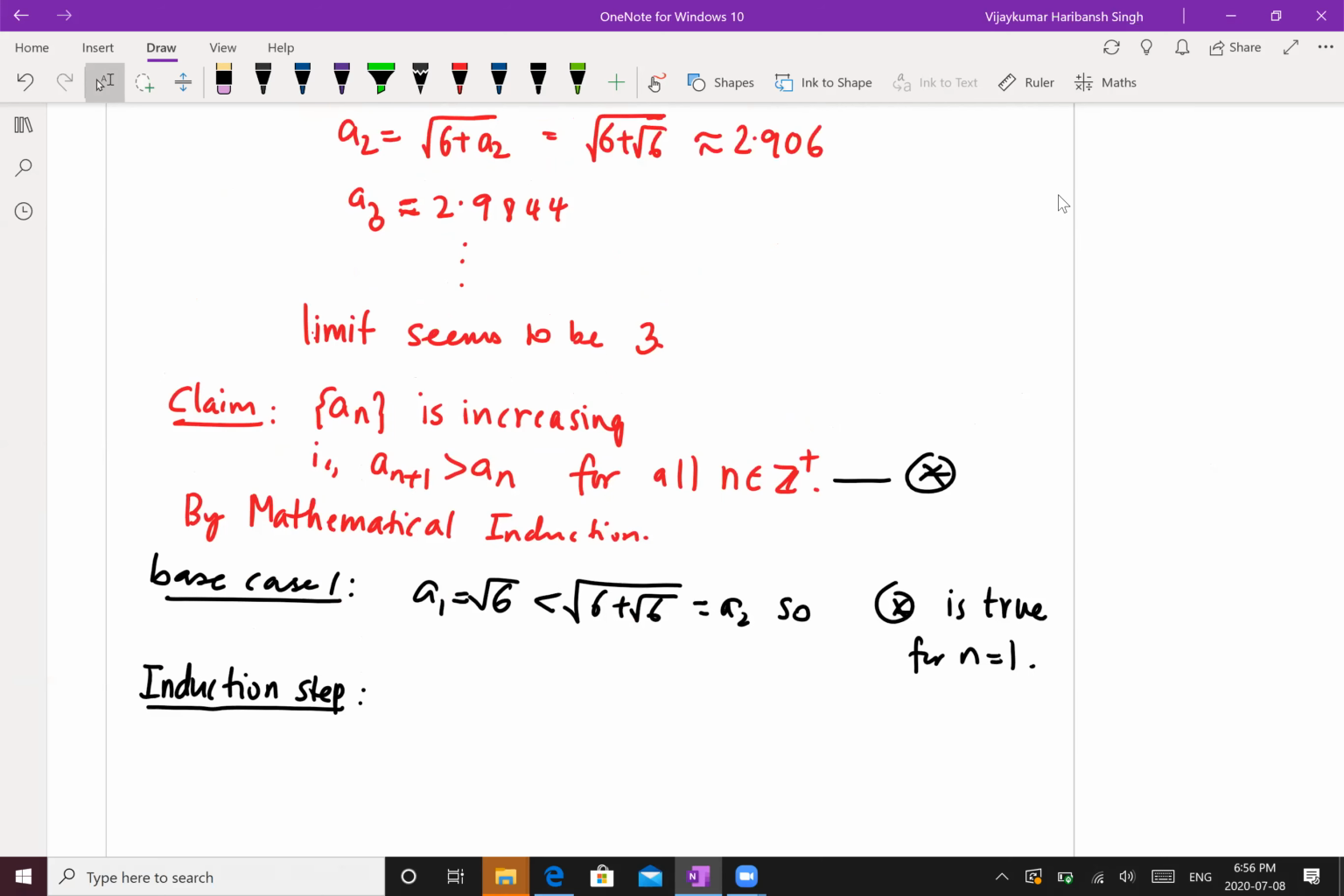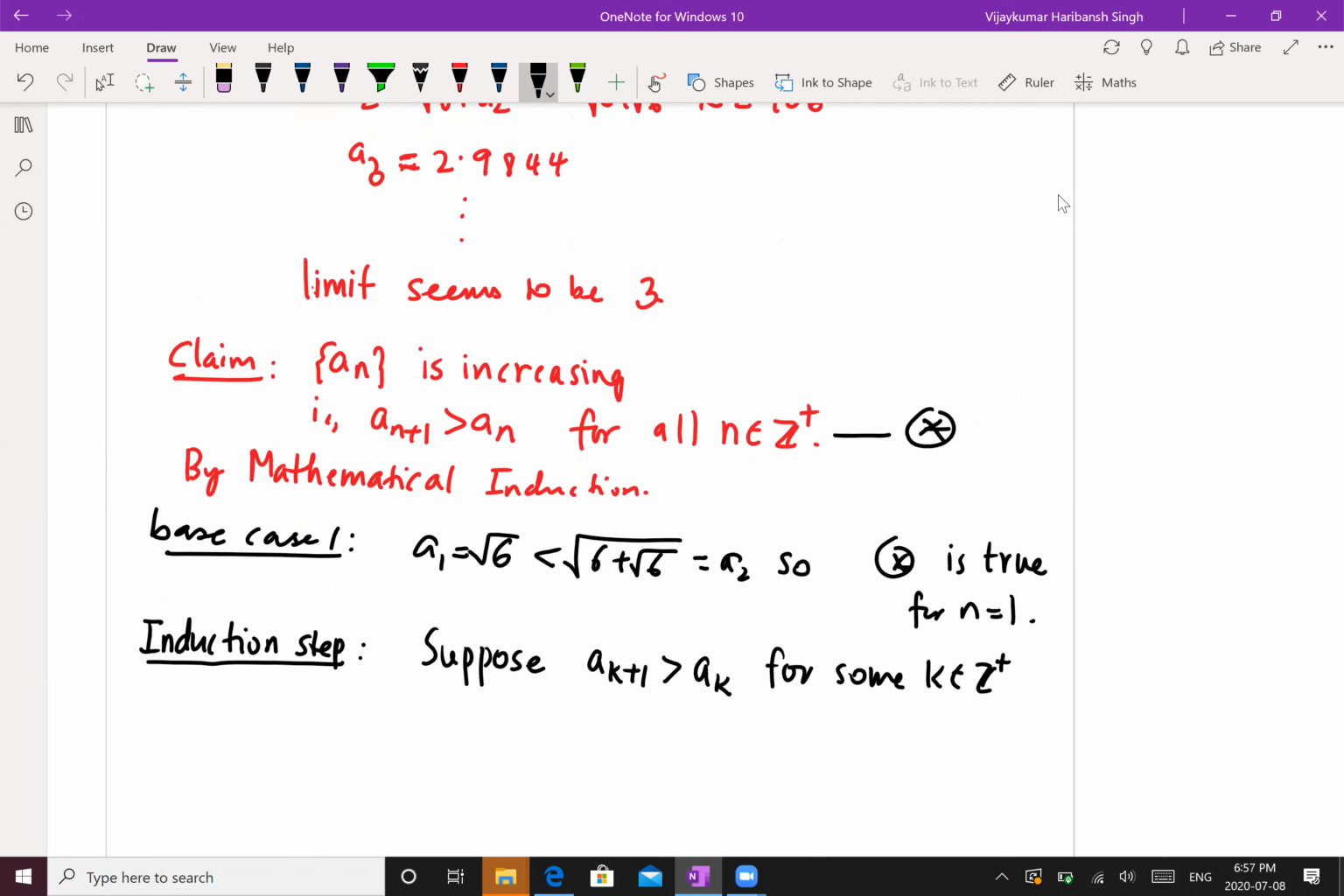So, induction step. Suppose a_{k+1} is bigger than a_k for some k in Z plus. Then we want to prove this for k plus 1. So what do we want to do?